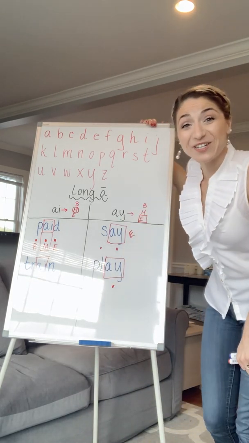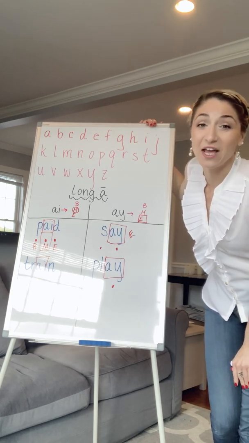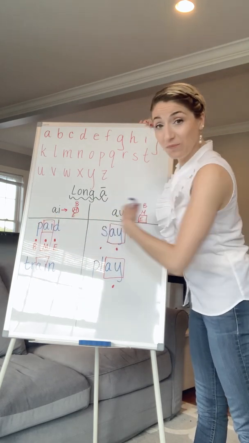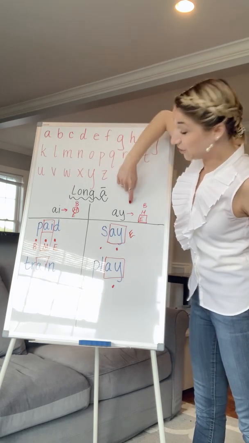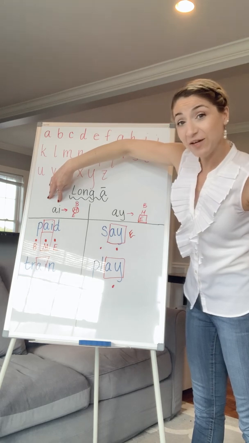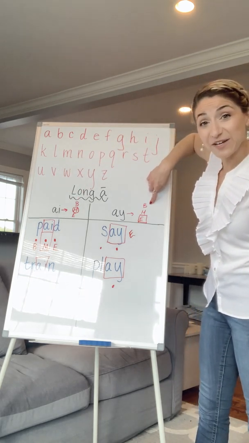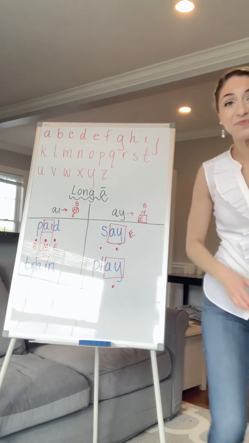I hope this is a good review for you guys as you're thinking about vowel teams and how you spell the long A sound. You can make a T-chart at home with your AI vowel team and your AY vowel team. Don't forget, you use AI when you hear the long A sound in the middle of the word. You use AY when you hear the long A sound at the end of the word.